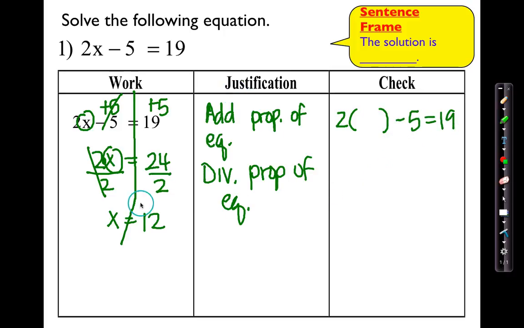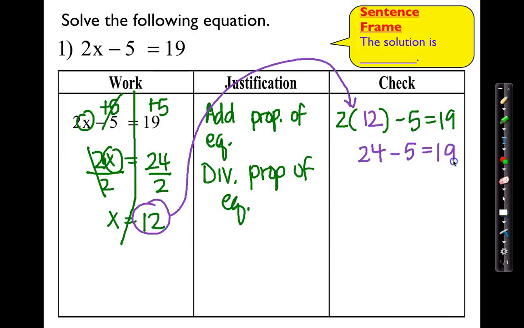Now I'm going to plug in my answer. We did claim that x is 12, so we're going to plug that in here. First we're going to multiply. 2 times 12 is 24. 24 minus 5 is 19. So this is true. That means this is indeed a solution for x to make this a true statement. So I am positive that my answer is x equals 12.